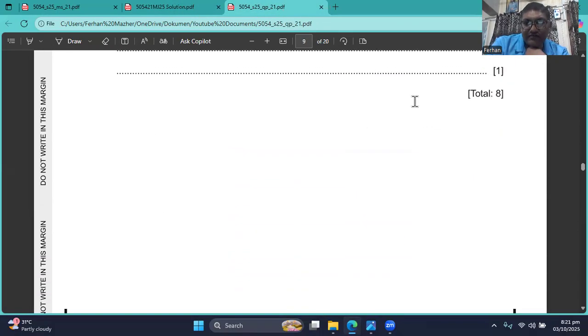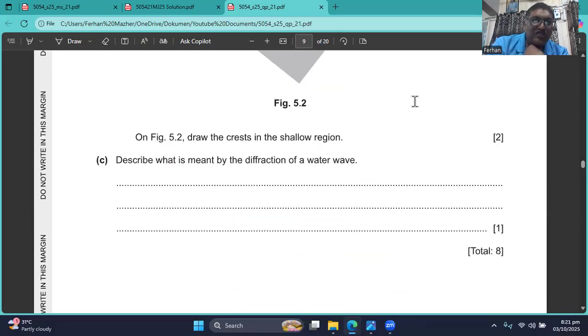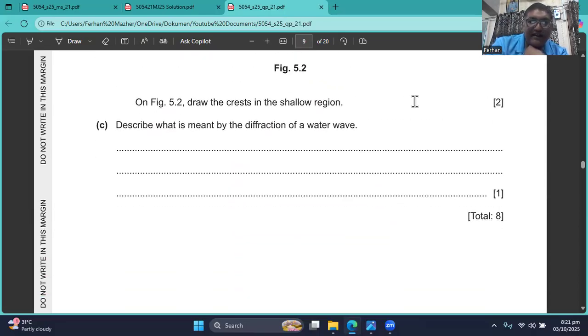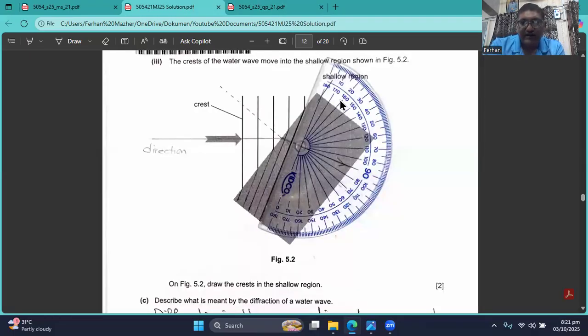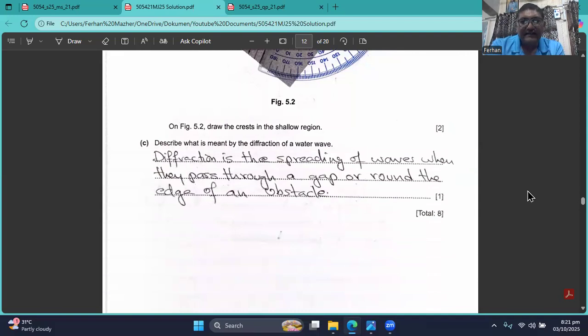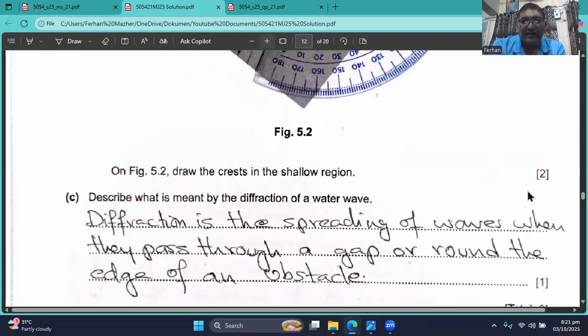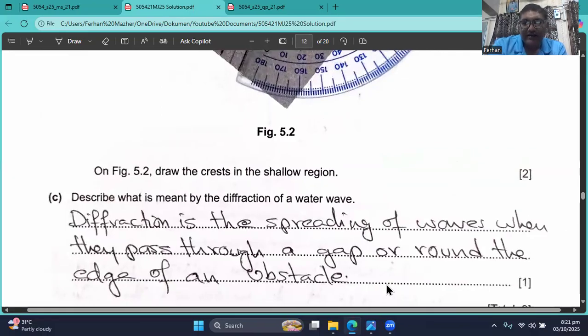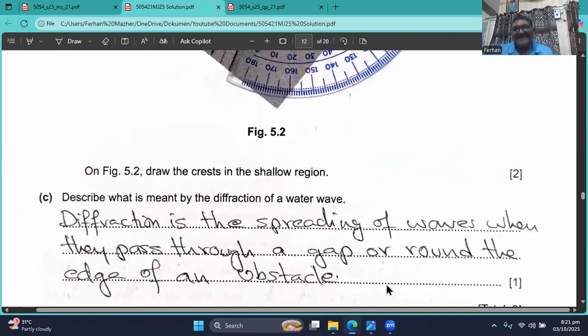And then we have question number 5, the D part. It's a 1-mark question. Describe what is meant by the diffraction of a water wave. So it's a definition, 1 mark for this. Let me show you. I have written this. When the water waves pass through a gap, they convert into circular waves, and they bend on the edges. That is called diffraction.